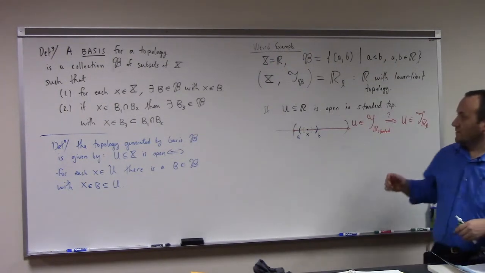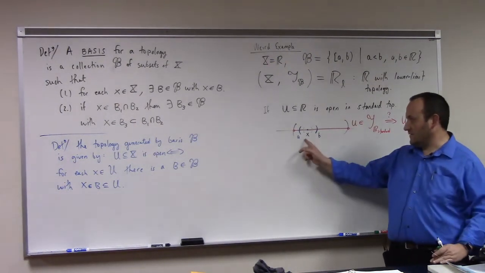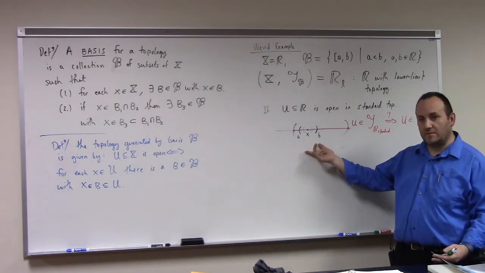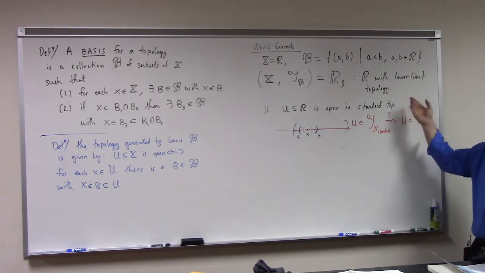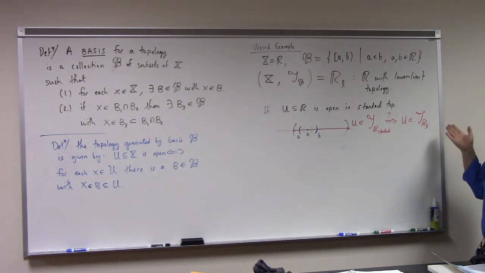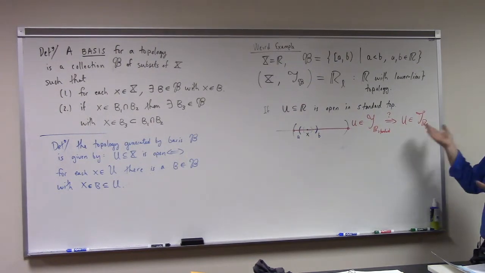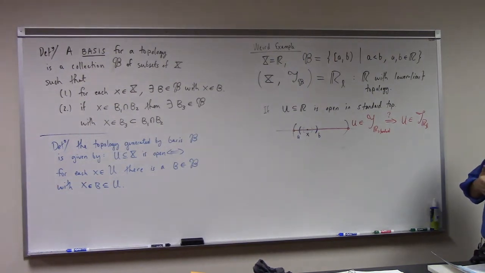Let's see here. So, yes, x is also an interior point with respect to the lower limit topology, which is to say that if it's open in the metric topology of the real line, it's open in the lower limit topology, right? But how about the other direction? Is every open set in the lower limit topology also open in the real line?